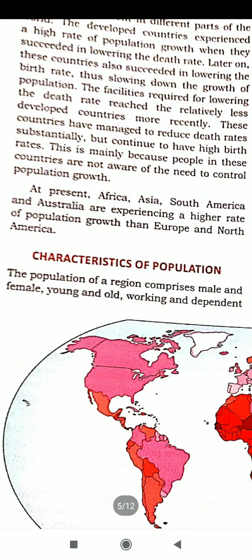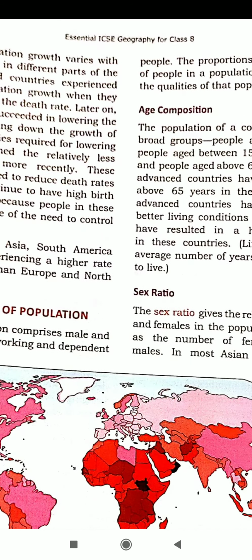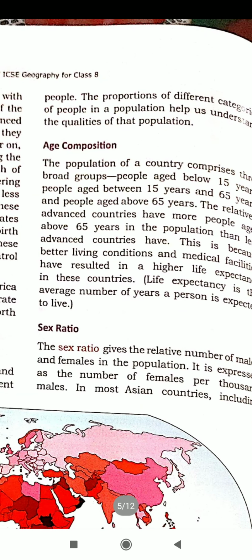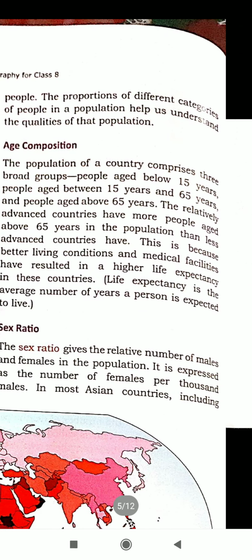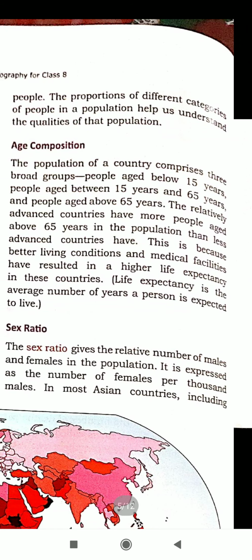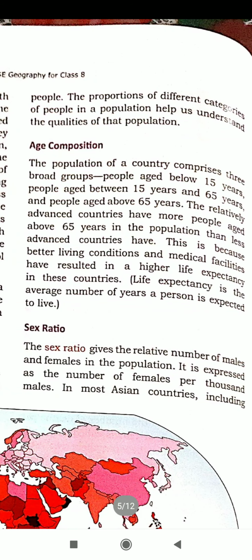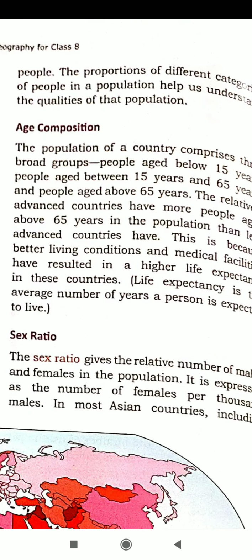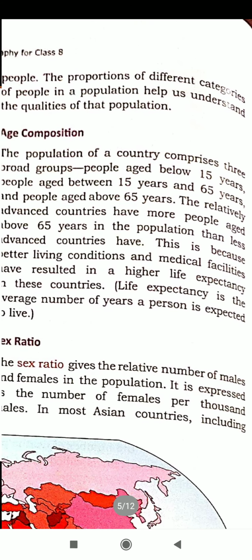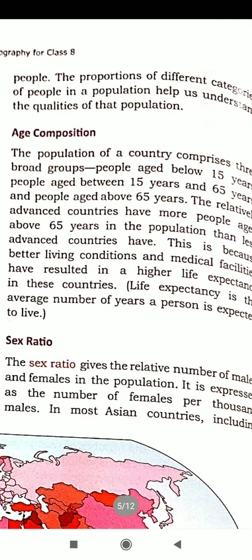Now, students, I am going to teach you the characteristics of population. The population of a region comprises male and female, young and old, working and dependent people. The proportion of different categories of people in a population helps us understand the qualities of that population. We can understand about age composition, sex ratio, working and dependent population, and population pyramid. First I am going to teach about age composition.